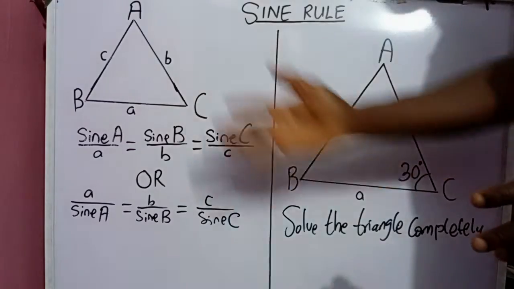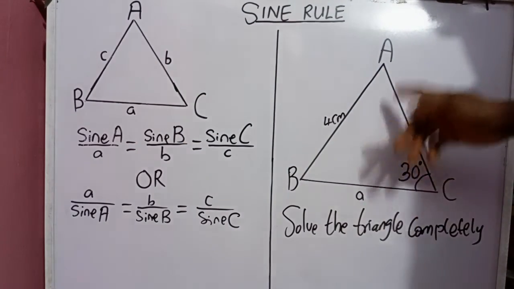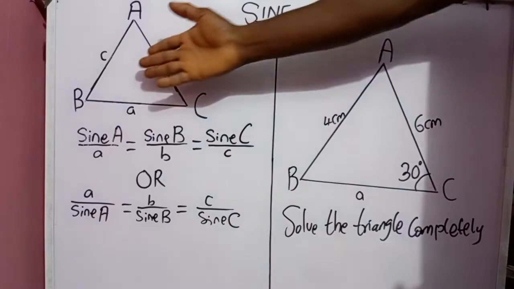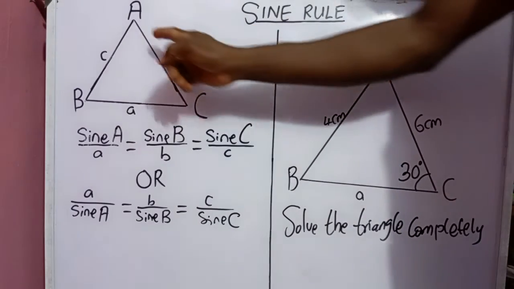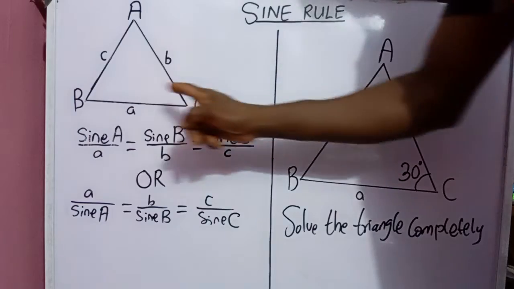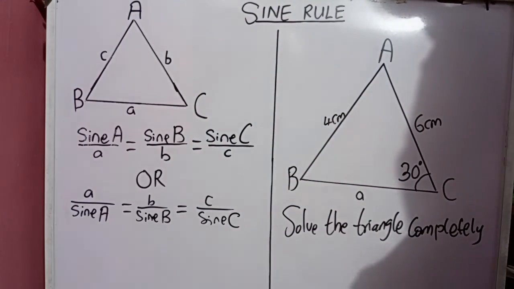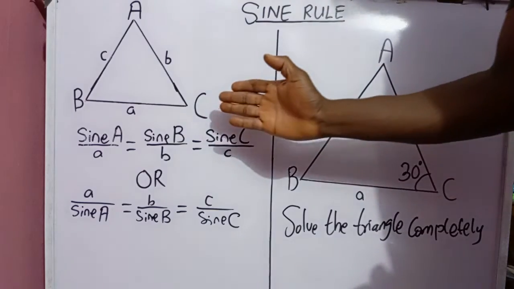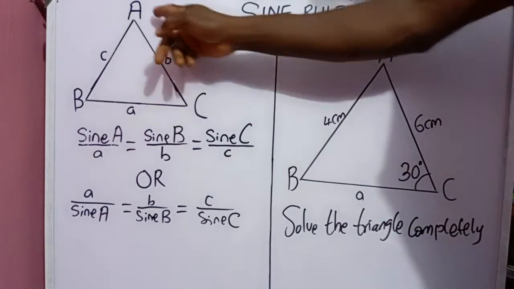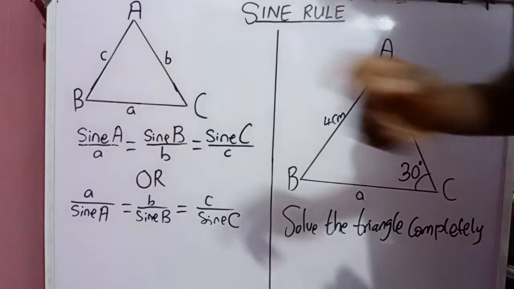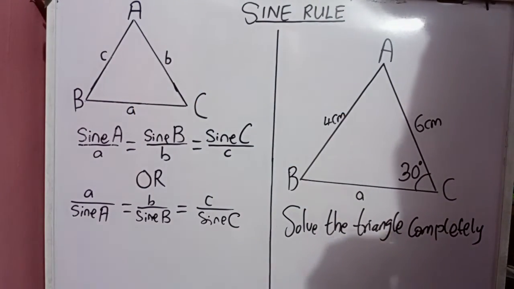I'll be giving you the formulas as you can see on the board and the conditions for which you can use sine rule. As you can see, the triangle ABC is written clearly on the board. Capital letters are used to identify the angles in that particular triangle. It must not always be A, B, and C. It could be X, Y, and Z, or any other letters.